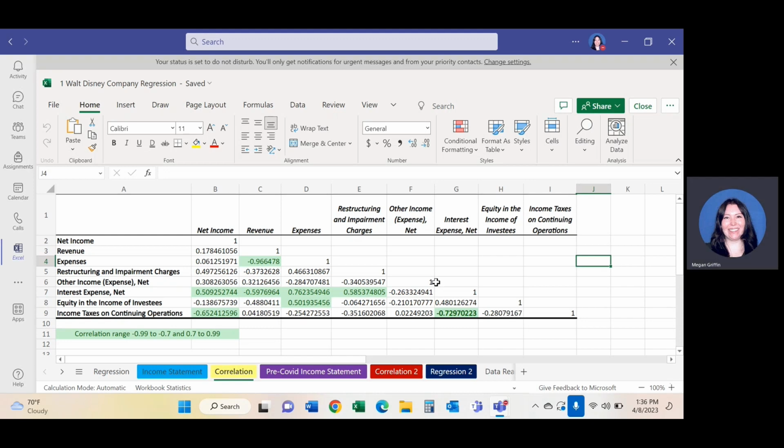The variables that I selected here were equity in the income of investees, revenue, and restructuring and impairment charges. I could have used other income as a variable, however, I just wanted to see how the variables that I chose interacted with net income.